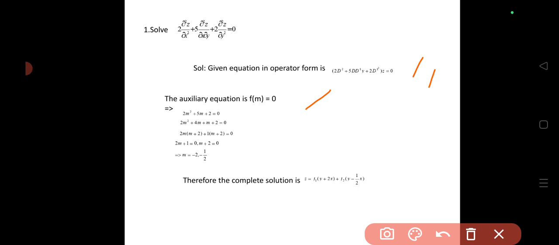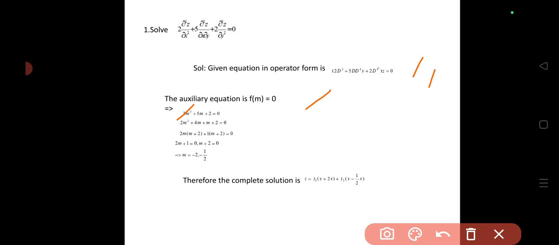So by substituting these things, what do we have here? 2m² + 5m + 2 = 0. So this is in the form of a quadratic equation, and we very well know how to factorize the equation. 5m can be written as 4m + m. So 2m² + 4m + m + 2 = 0. Take the factors. So 2m(m + 2) + 1(m + 2), it goes on like this.